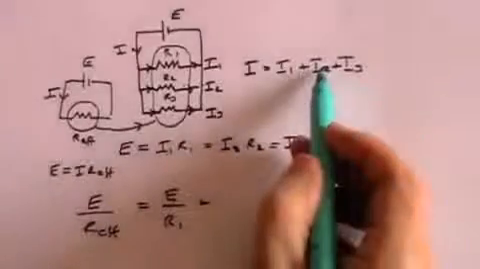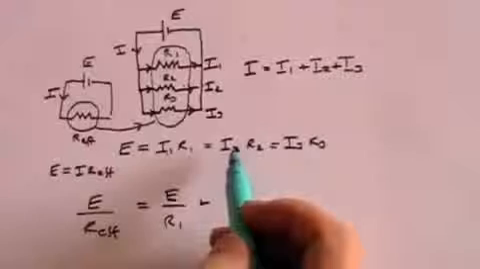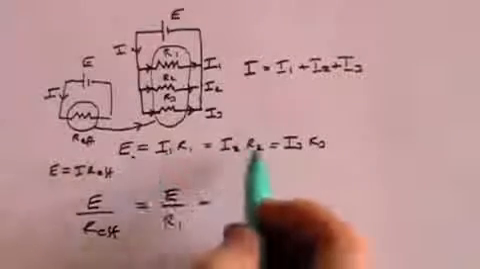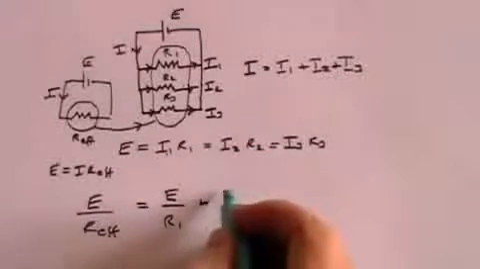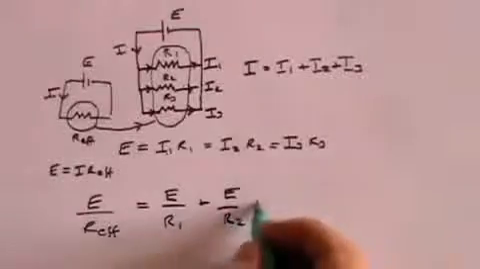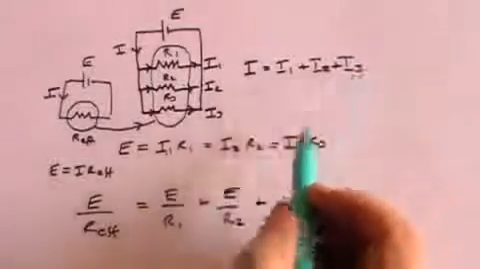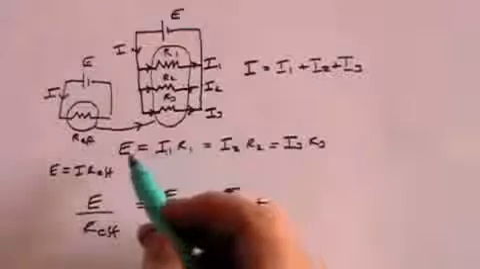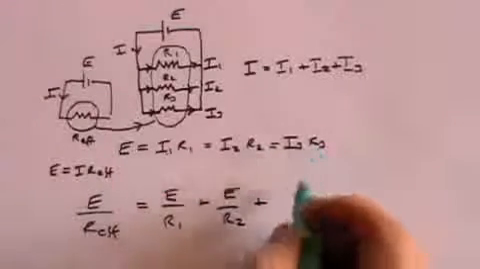Plus I2. What is I2? I2 is E divided by R2. Plus I3. What is I3? I3 is E divided by R3.